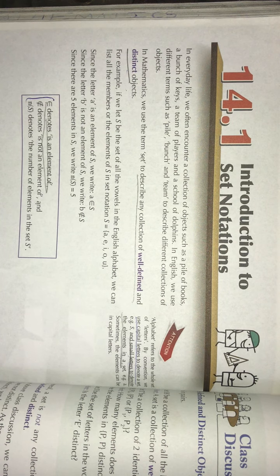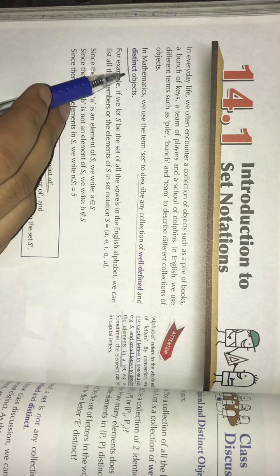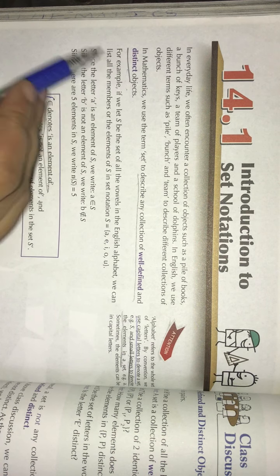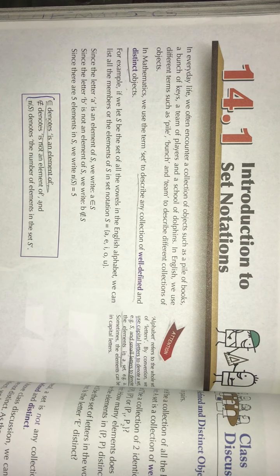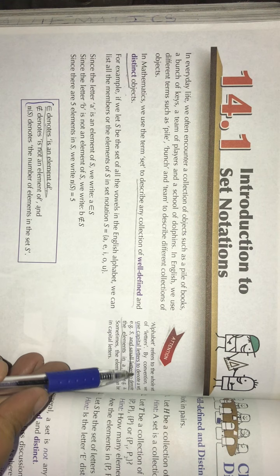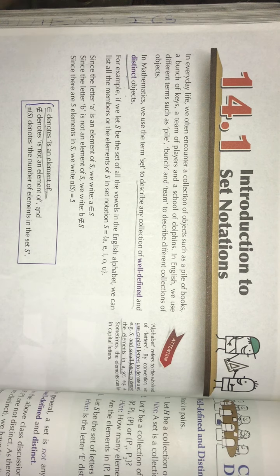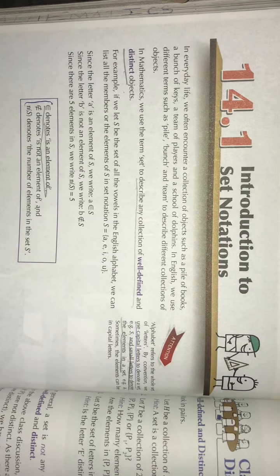We have learned the definition of sets. A set is any collection of well-defined and distinct objects. Got it? We denote sets with capital letters, just like here. We use capital letters to denote a set, and we use small letters of the alphabet to denote the elements of a set. Now come to the next one.